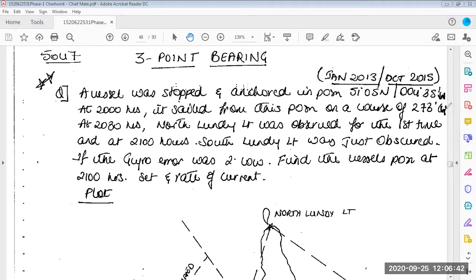This is your gyro course. At 2030 North Lundi light was obscured for the first time, and at 2100 hours South Lundi light was just obscured. If the gyro error was 2 degrees low, find the vessel position at 2100. That's the main thing, and the set and rate of the current. So let's see this rough plotting.